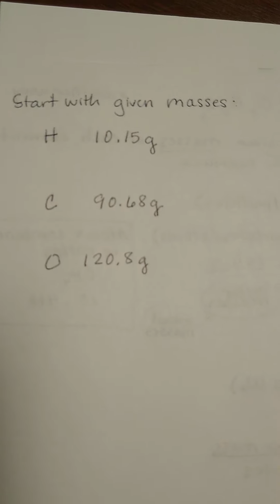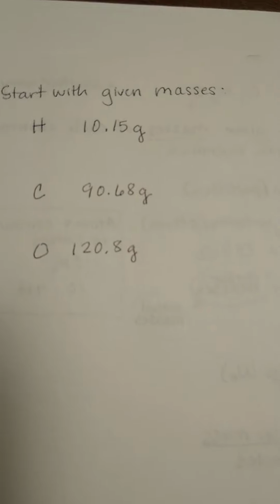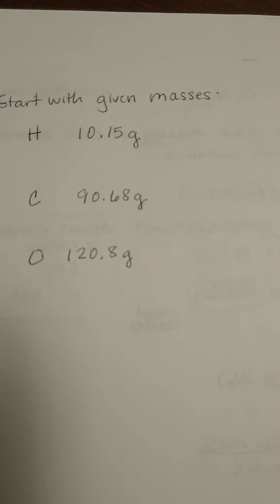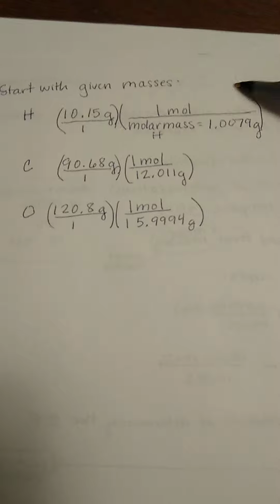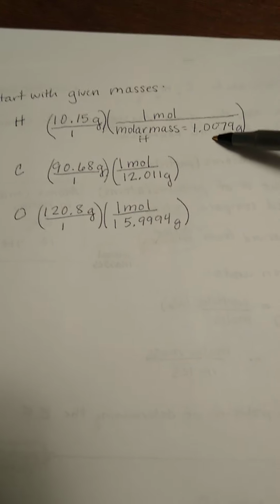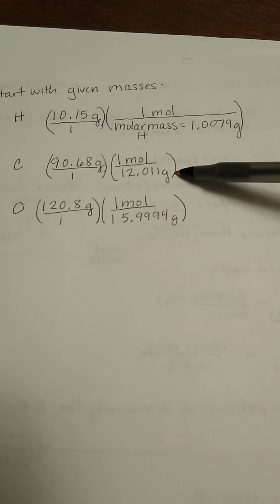Okay, here are the given masses for hydrogen, carbon, and oxygen. Using the moles to molar mass unit conversion, we're going to convert this mass into moles. So I'll write the conversions. So I wrote the conversion units, 1 mole of hydrogen over the molar mass of hydrogen. And I wrote molar mass of hydrogen here, but I did not do it for the other ones. But you recognize this as the molar mass of carbon and the molar mass of oxygen from the back of the book.